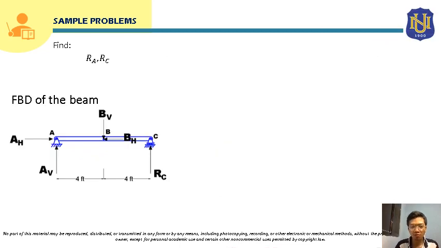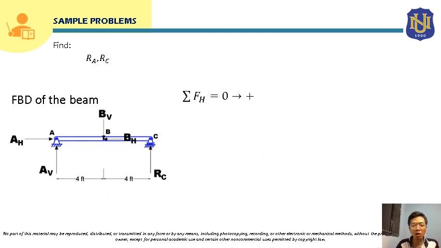Okay, so solving for the reactions at A and C, we have three unknowns, so we can use three equations: summation of forces vertical, summation of forces horizontal, and one summation of moment. We can also use two summations of moments and one summation of forces. So it depends on your choice. In this case, we will use summation of forces horizontal to solve for AH, as we already solved for BH in our previous solution.